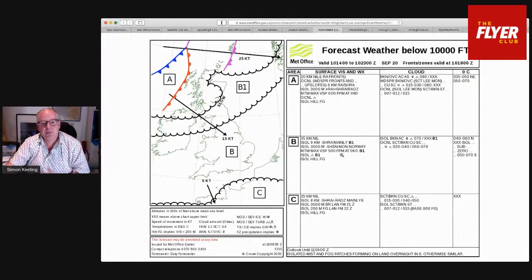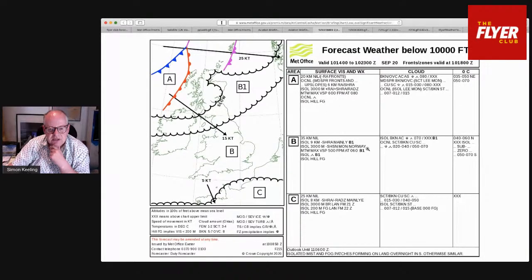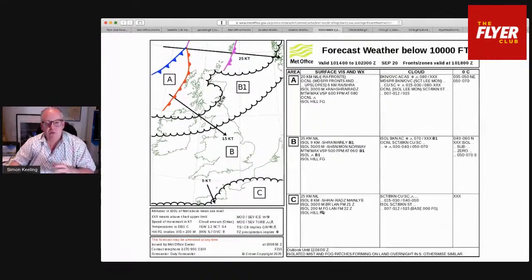Now, these charts are full of abbreviations. So you can see in each of these areas, in each of these boxes, we have abbreviations. How can you work out what those abbreviations are? Well, most of them are similar to METARs, and they're pretty self-explanatory.